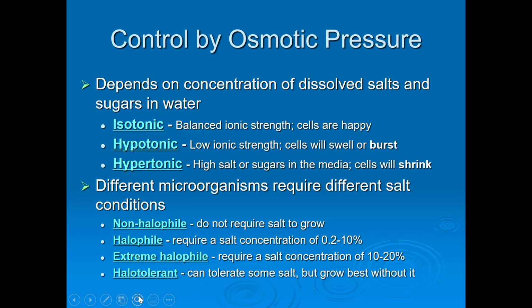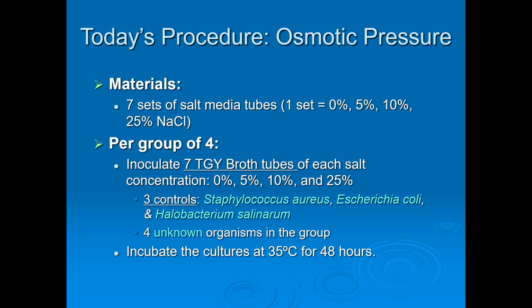And then our extreme halophile is going to require a salt concentration of 10 to 20, much higher than this needs to grow. But then the halotolerant, so halo is salt, and tolerant is going to be tolerating or tolerant of the salt. So it can tolerate some salt, but really it's not going to prefer very, very high concentrations of salt. The mechanisms that it's going to require to survive these conditions are not as efficient as just normal conditions.